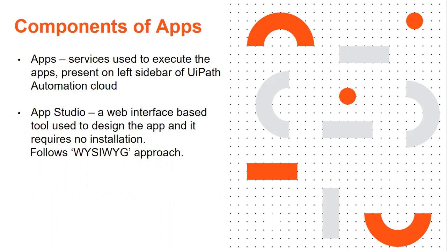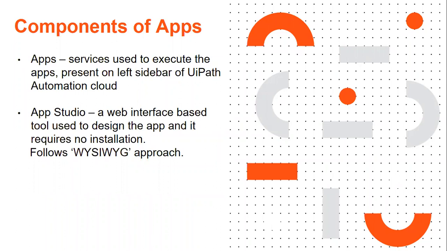So you even have the facility to give only the required access to a certain set of users. The second component is App Studio, which is the tool used to design the app. It's like UiPath Studio, but it's web-based. It's a web interface, and the advantage is that it requires no installation and is easily available from your browser. And it follows the what-you-see-is-what-you-get approach, WYSIWYG.